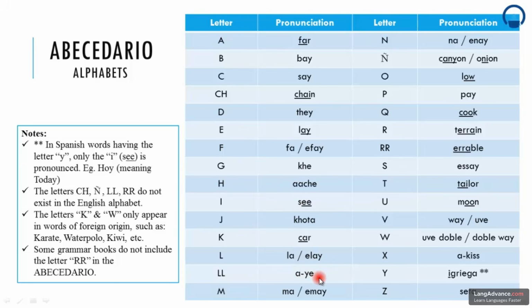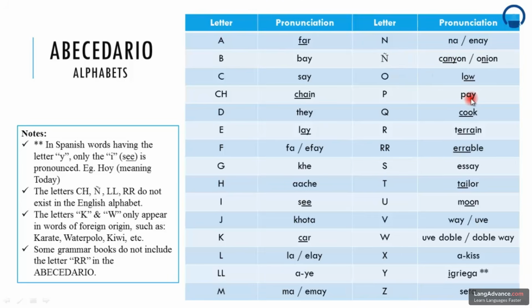Double L, elle. M, eme. N, ene. N with a tilde mark above is called enye, just like we pronounce the pronunciation in these English words, canyon and onion. So the pronunciation in between, enye, that's how this letter is pronounced.